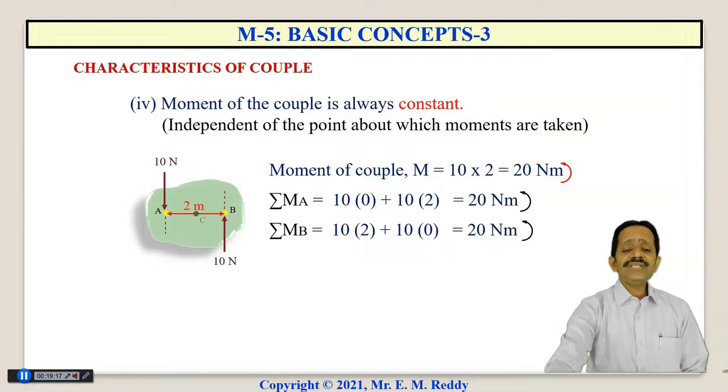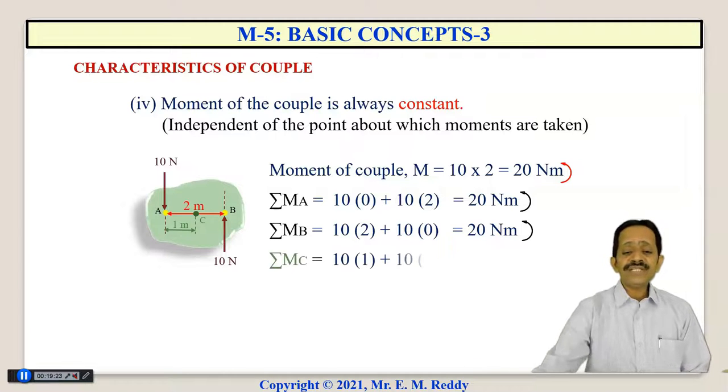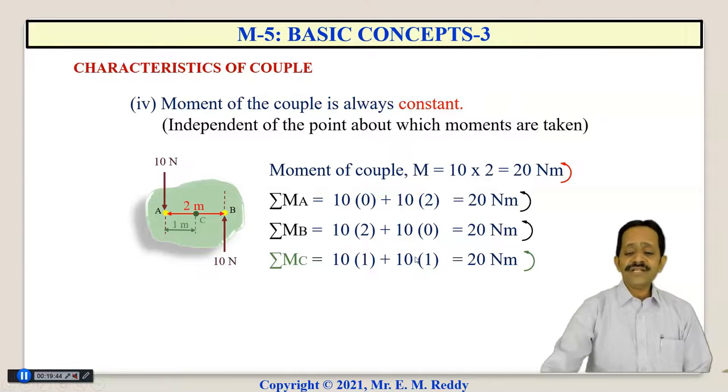Now consider point C at a distance 1 meter from A. Then if you calculate the resultant moment about point C, you will find that the resultant moment is 20 Newton meter anti-clockwise. So the moment of this 10 acting at A about C is 10 into 1 anti-clockwise. Similarly, the moment of this 10 which is acting at B about C is 10 into 1. So it is 20 Newton meter anti-clockwise.